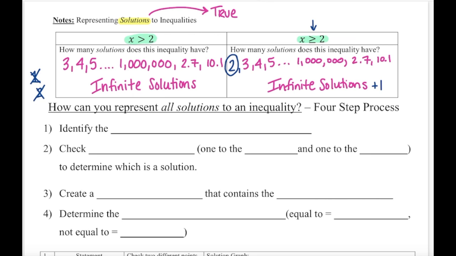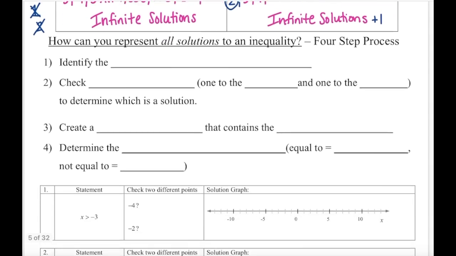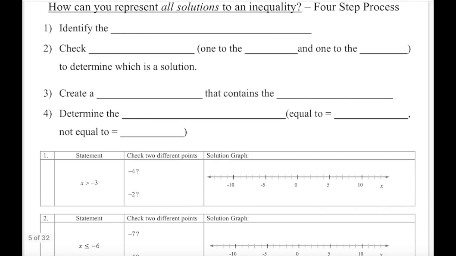So how do we represent all of these solutions? Because it's not reasonable to assume that we're going to have to write them all out. Well, there's a 4-step process, and we're going to look at that process with problem number 1. Problem number 1 reads x is greater than negative 3. So we need to somehow represent all numbers greater than negative 3.